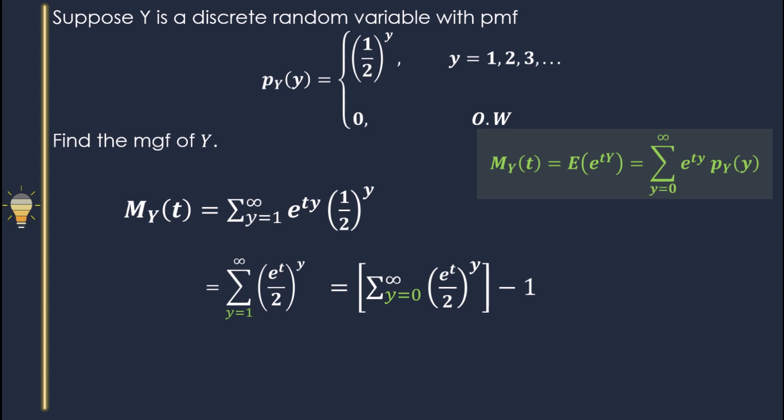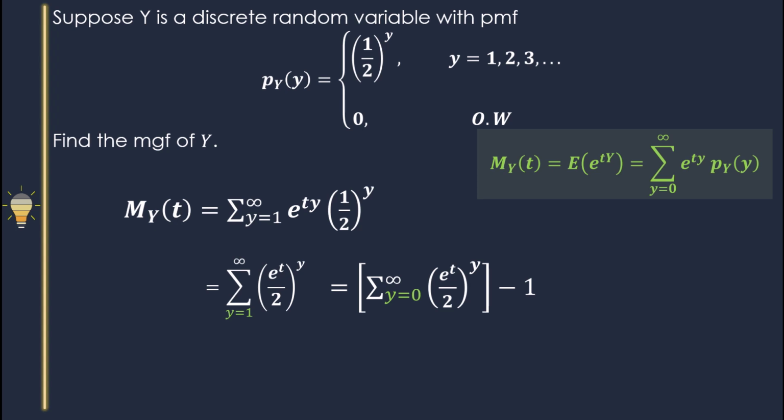Then subtract 1. Why do we subtract 1 here? Because in this case, Y goes from 0 to infinity, but in our original one, Y goes from 1 to infinity. When you plug in the 0 to (e^t/2)^Y, that is the 1, right? Because e^t divided by 2, then power 0 because Y equals 0. So that is the extra, and you need to subtract that from the expression. Then we can keep the equal sign.